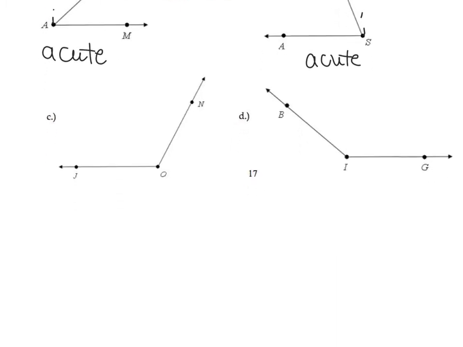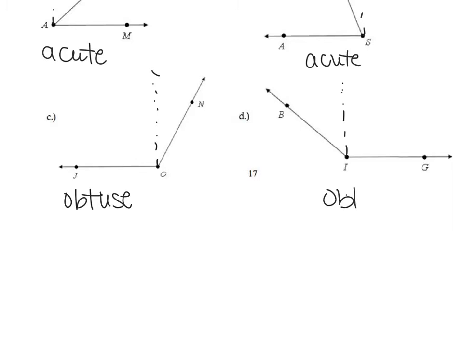Next, we want to look at angles C and D. The vertex in C is O, so if I were to draw a straight line going up, my angle extends past that straight line, which means this is an obtuse angle.